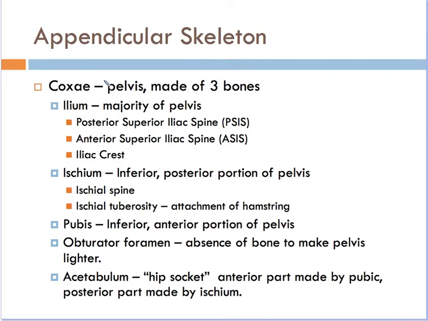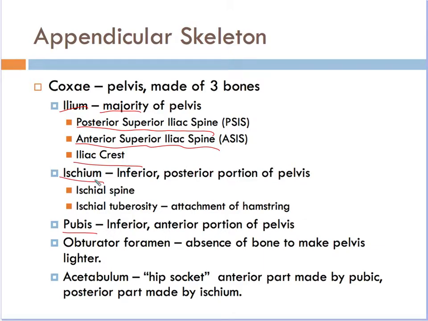Your pelvis is made of three bones. One of them is called the ilium, one of them is called the ischium, and the other one's called the pubis. The ilium takes up the majority of your pelvis. So when you think of your hips, you're thinking of your ilium. There are a couple pieces to it. You have your posterior superior iliac spine, your anterior superior iliac spine, and your iliac crest, which are the three main pieces of the ilium.